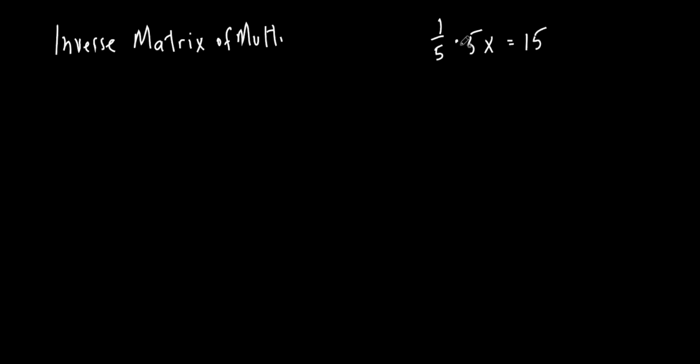So what did I do? I multiplied by the reciprocal. Remember that? That's what division is. Dividing is the same thing as multiplying by the reciprocal. So if I multiply this side by the reciprocal, I come over here and I multiply that side by the reciprocal. You with me on this?